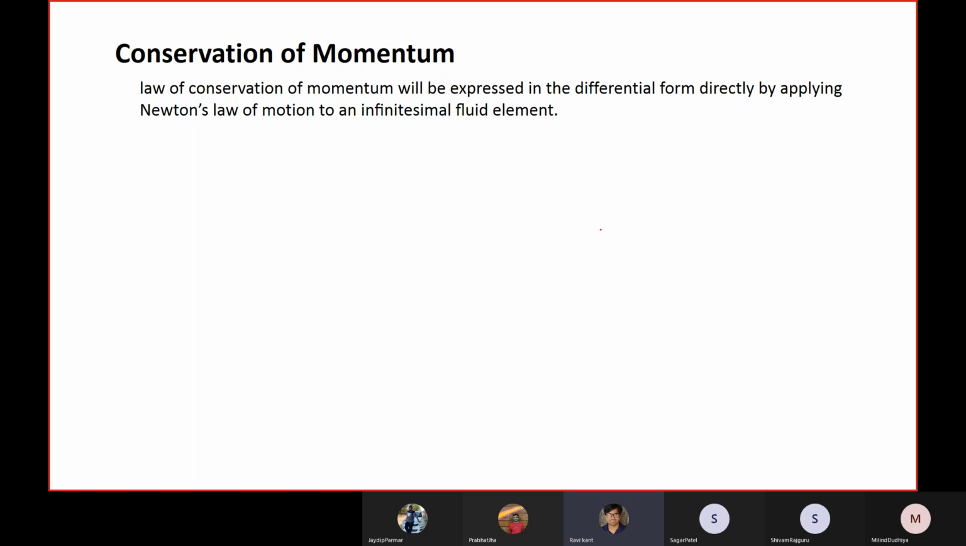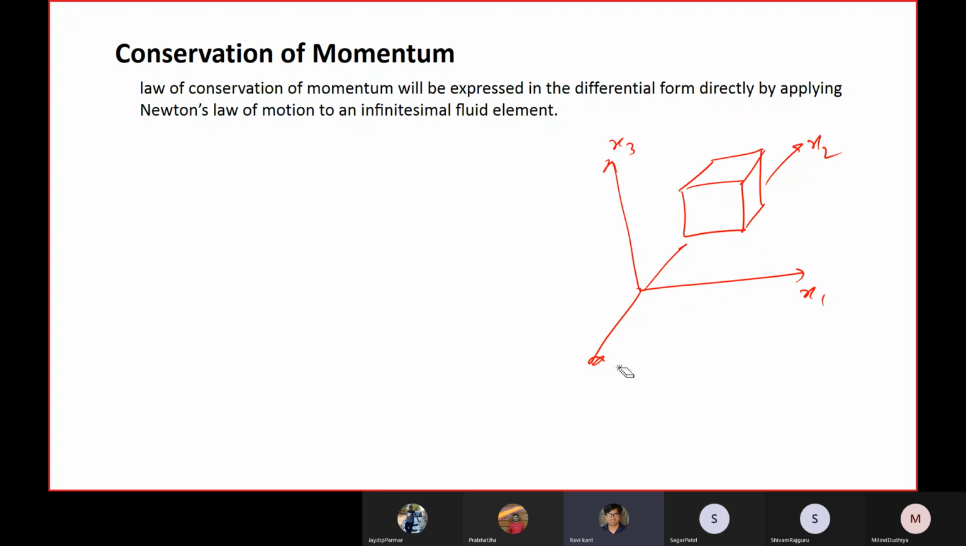Anyway, let me quickly write the equations, and you remember this part. From next time I will be more careful. This direction was the x2 direction. Okay, let me write the x1 direction force again for you.